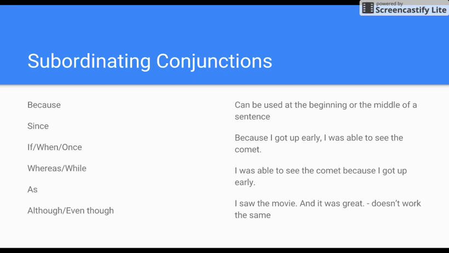We have since, which in this case, as a subordinating conjunction, means the same as because. And then we have if, when, and once, which kind of all mean the same thing. And then whereas and while, which are words of contrast, kind of like although and even though, which also are contrast words. As can also be used as a synonym of because. This is a little bit more common in British usage than in American usage.